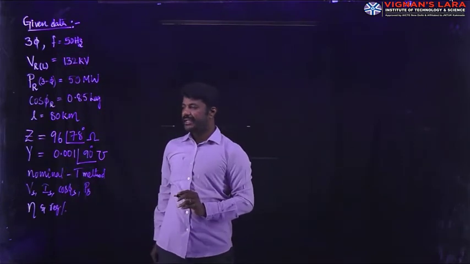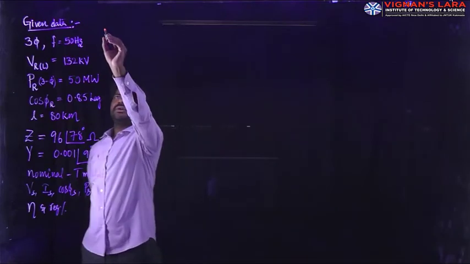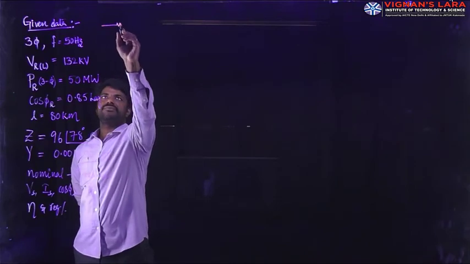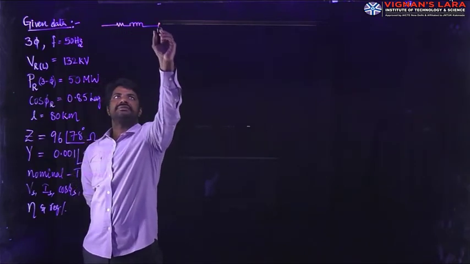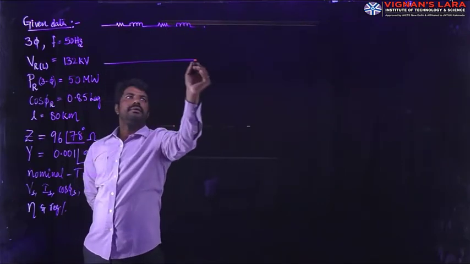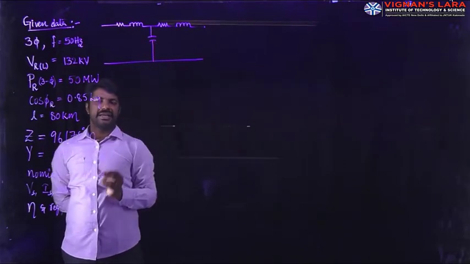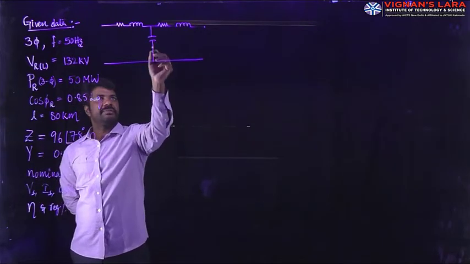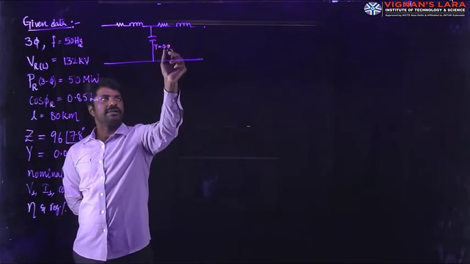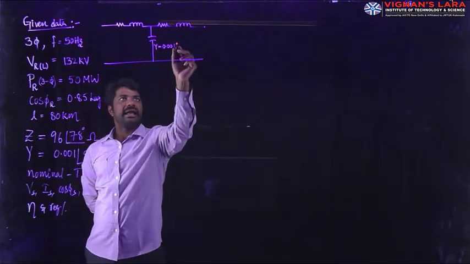If you check clearly the nominal T method, let us go for the circuit diagram. In the circuit diagram for the nominal T method, the series impedance is divided into two halves and is shown like this, with the entire capacitance located at the midpoint of the transmission line, with an admittance Y given in the problem as 0.001 at an angle of 90 degrees.